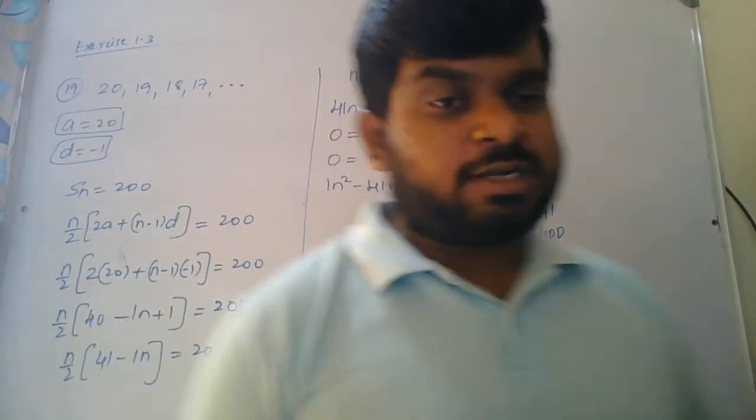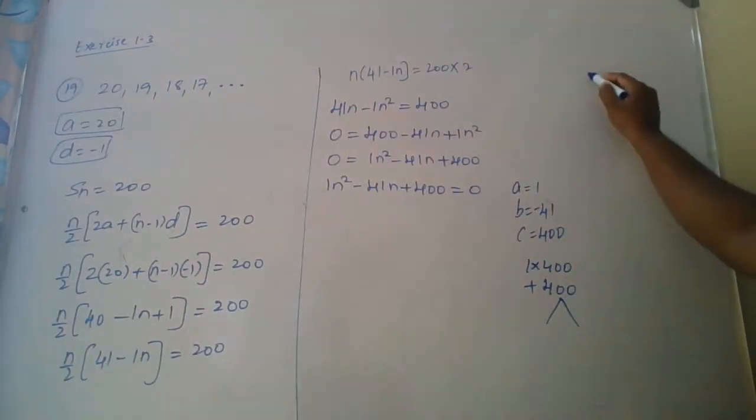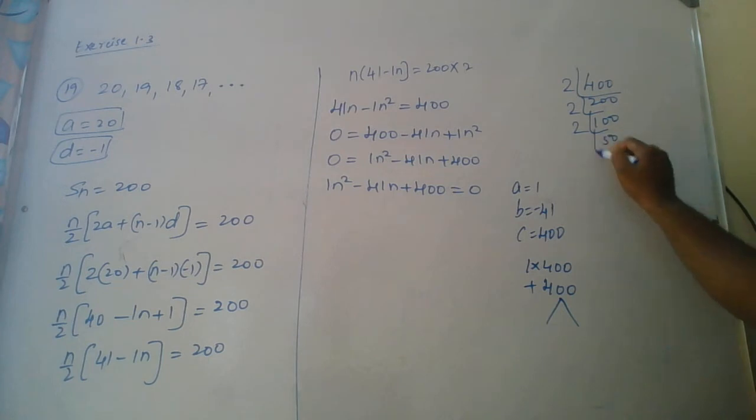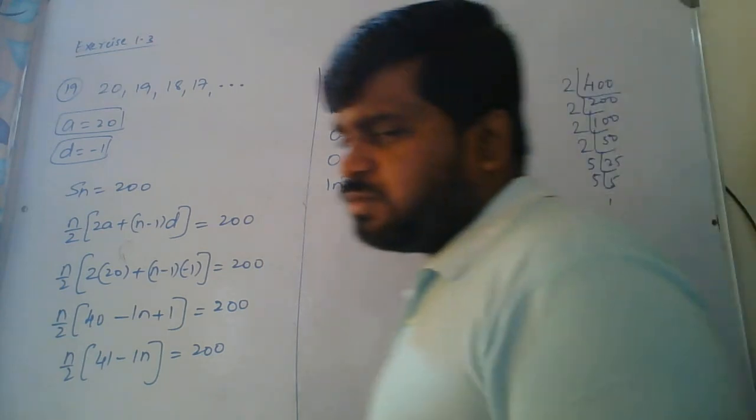400 is a big number. We won't be able to find it easily. So let's prime factorize it. 400 is 2 times 200, 200 is 2 times 100, 100 is 2 times 50, 50 is 2 times 25, 25 is 5 times 5, 5 is 5 times 1. Here, you can make the groups as you wish.